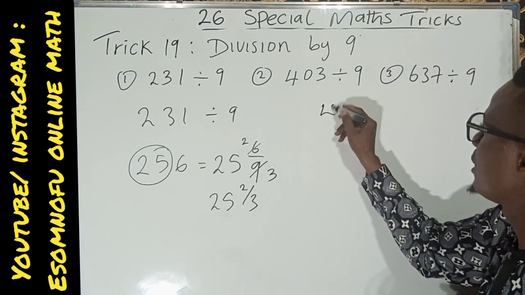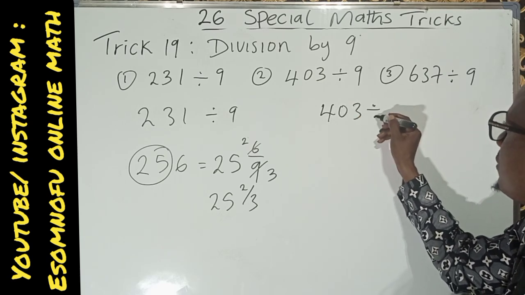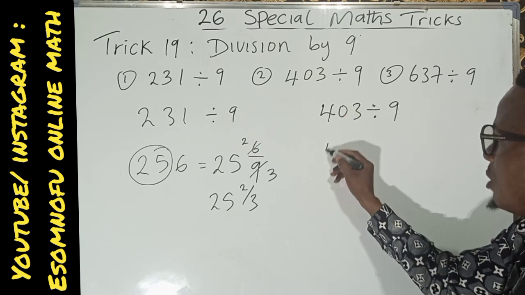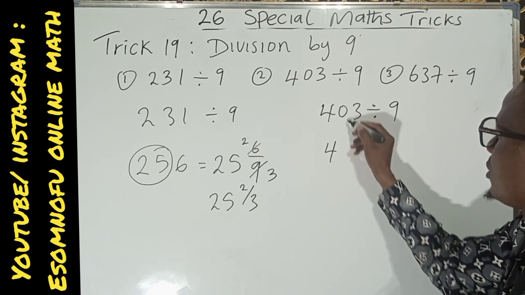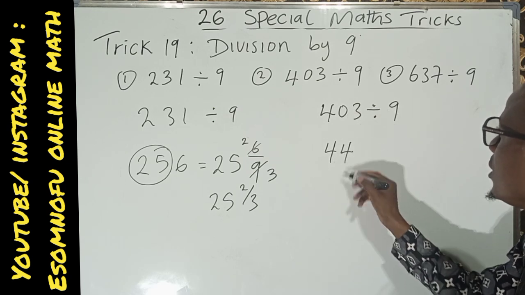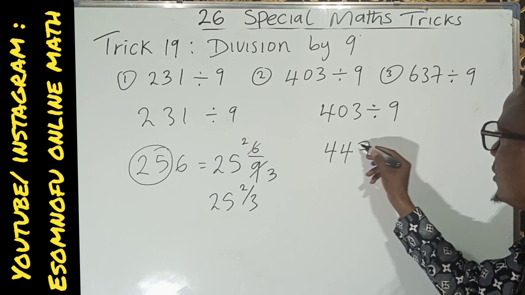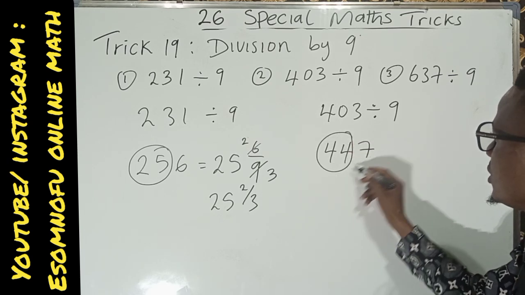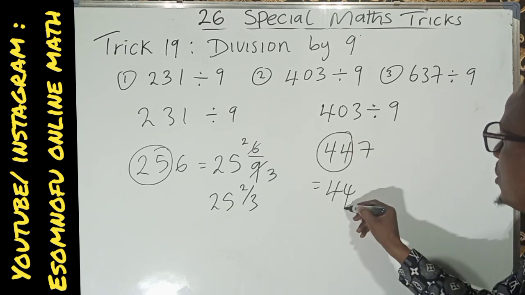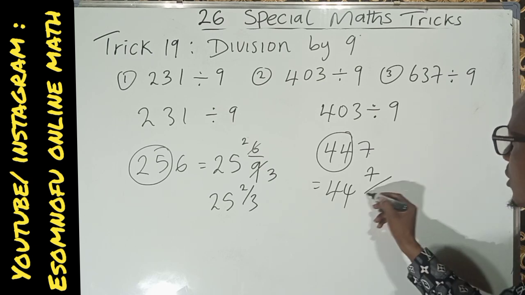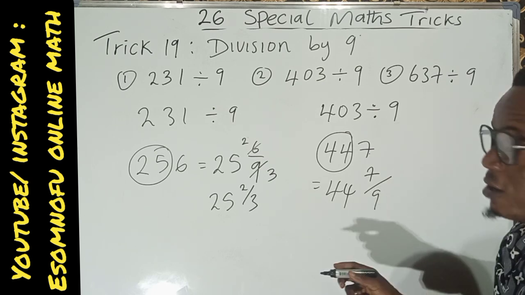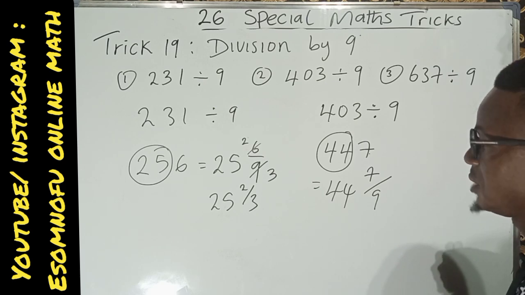For this one, where you have 403 divided by 9, you write 4. 4 plus 0 is 4, and 4 plus 3 is 7. Take the first 2 digits. So the answer is 44 whole number, remainder 7, all over 9. You can equally convert to decimal.